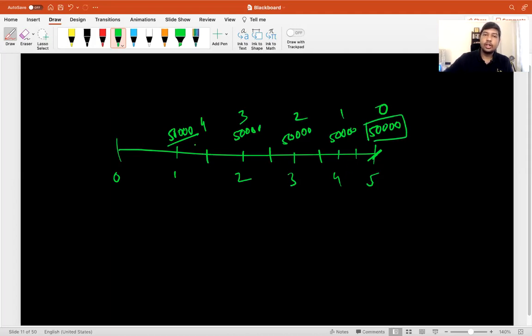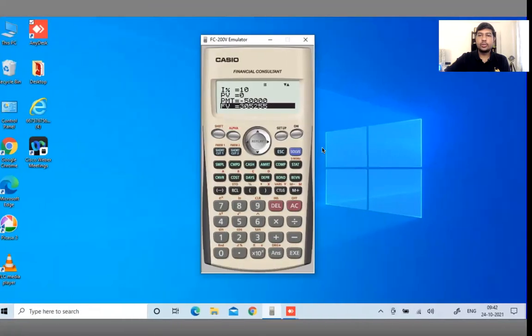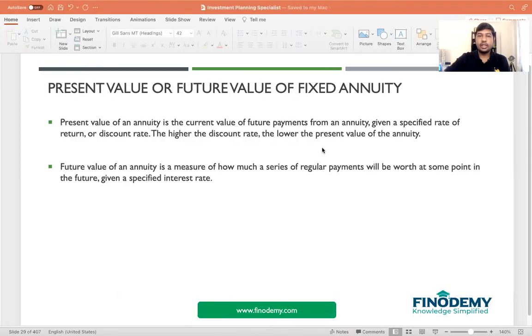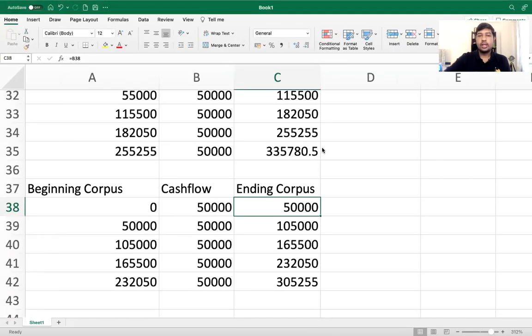So this will earn interest only for 4 years. That is between 1 and 2 year, 2 and 3 year, 3 and 4 and 4 and 5. This will earn interest only 3 years, and so on and so forth. And that's where it's only coming to 3,05,255. Okay. So this was all about calculating the time value of money different ways in Excel as well as in calculator. I hope you've understood this.